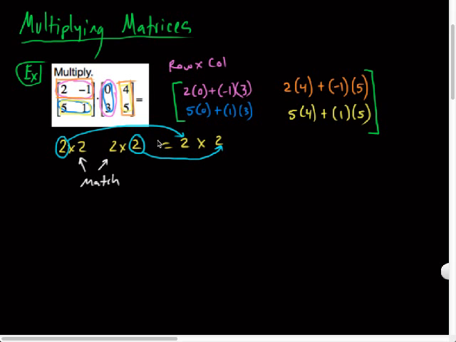So let's simplify this. So this is what this is equal to. So this equals, let's see, once again it's going to be 2 by 2. I'm going to show a little bit more work just for starters here. 2 times 0 is 0 minus 3. Let's see, 2 times 4 is 8 minus 5. 5 times 0 is 0 plus 3. And this one is 20 plus 5.